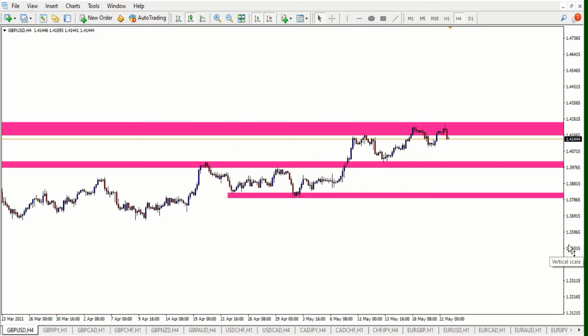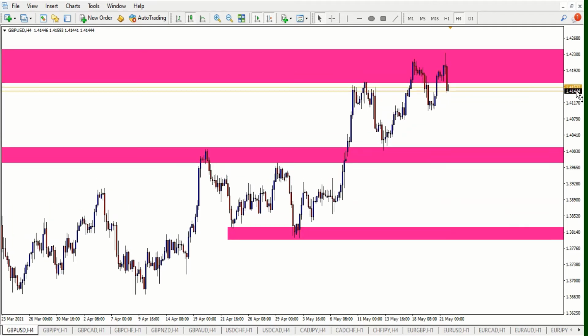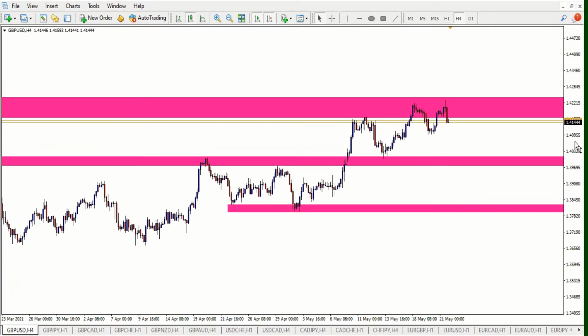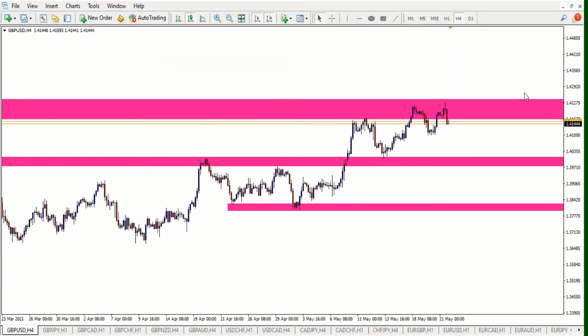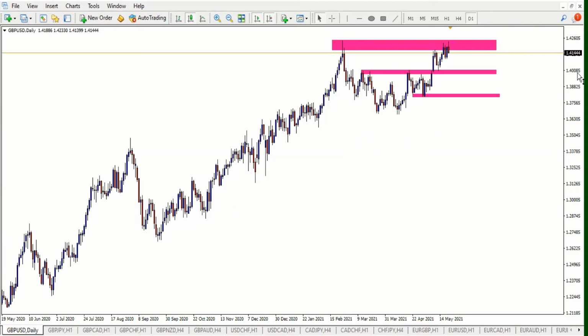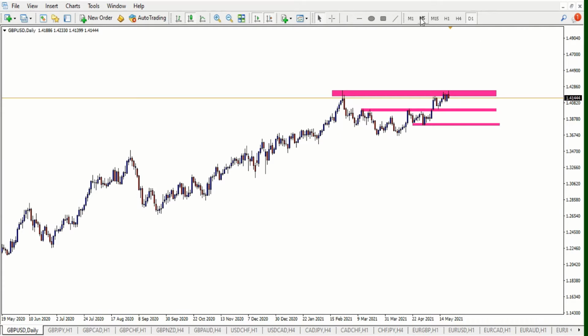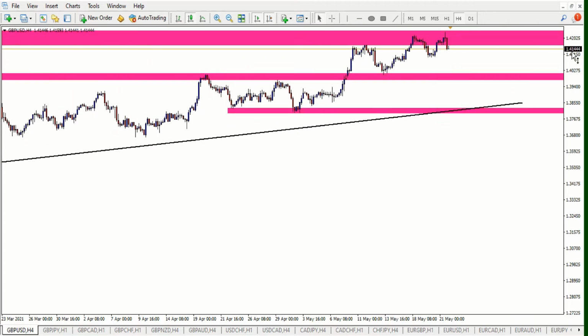So today we'll be doing the weekly analysis for the final week of May. Okay, so let's kick it off with the Great British Pound and the USD. So the overall trend is the uptrend. Okay, we are still bullish, therefore we're favoring our buy setups or buy bias.